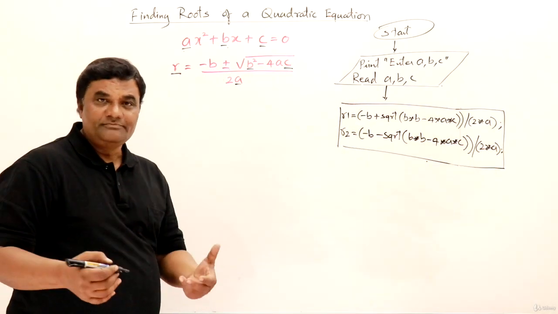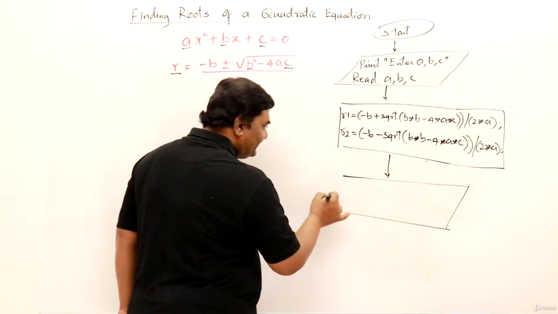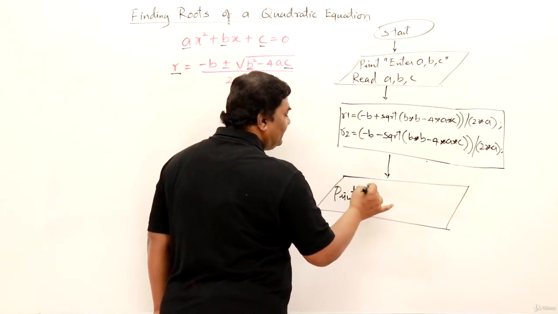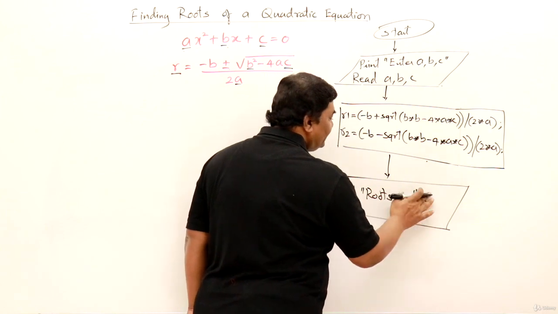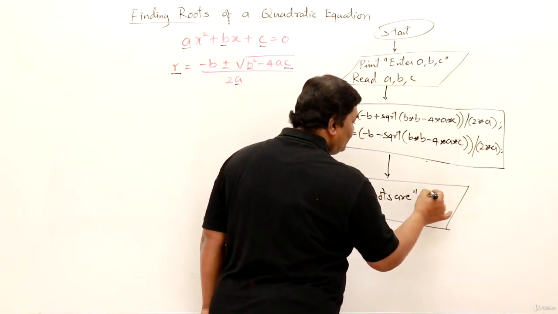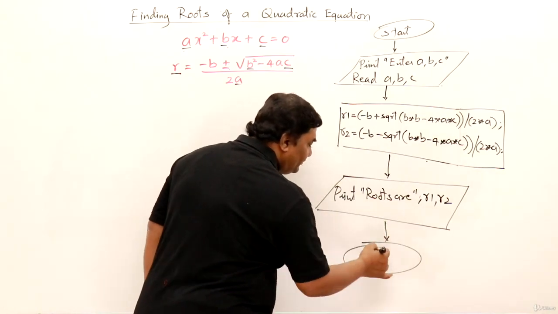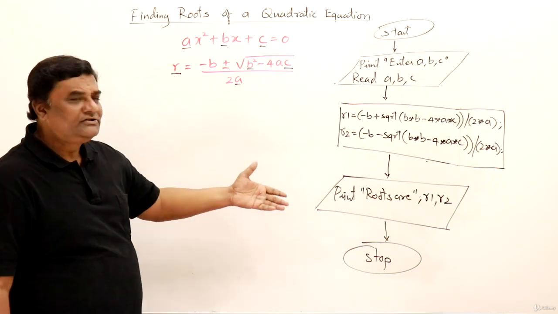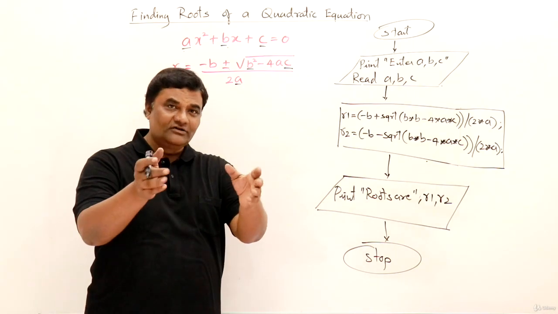Now I have to give the output, that is the result. So print the message "roots are", then the first one is R1 and the second one is R2. That's all. This is the end of the flow chart. This is similar to the ones we have seen in previous videos also, so you can write the algorithm.